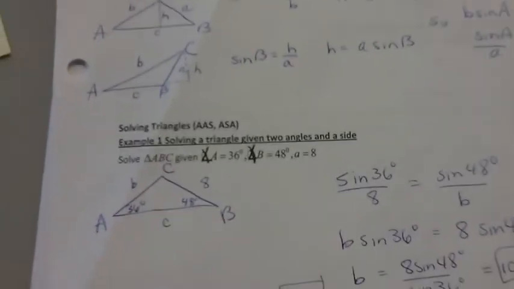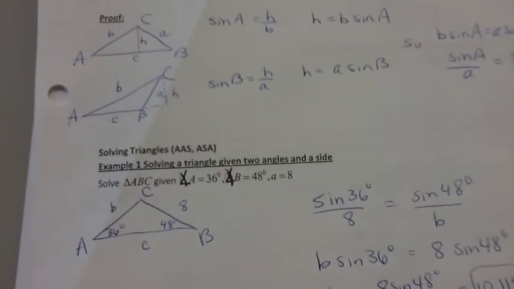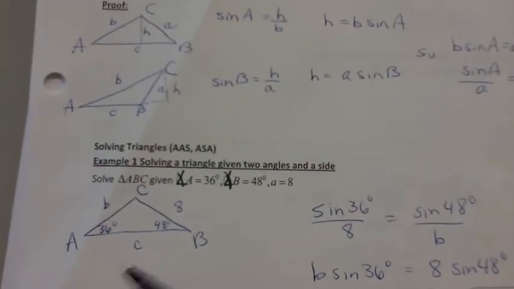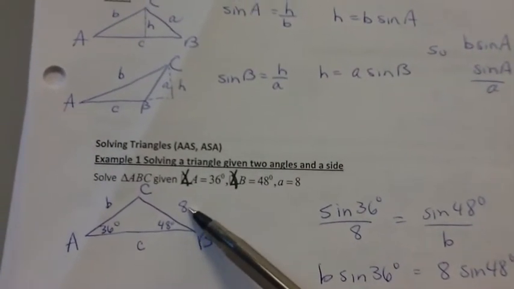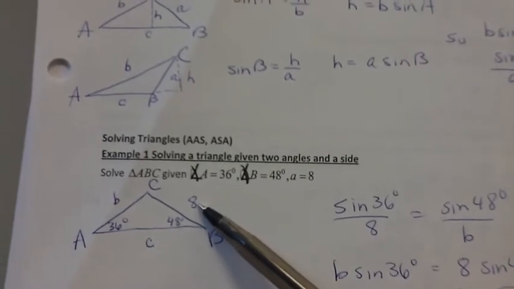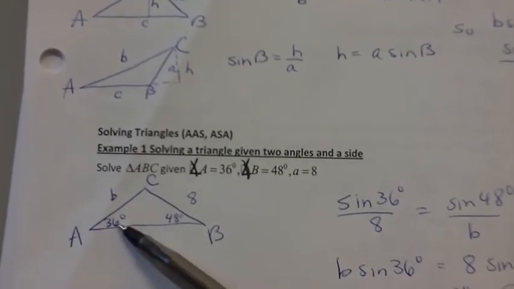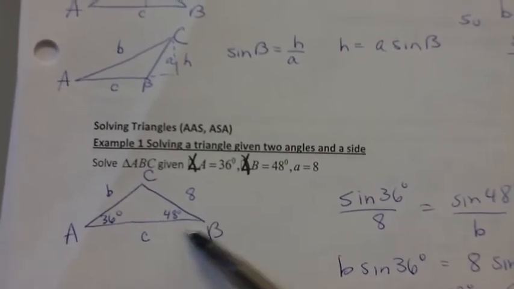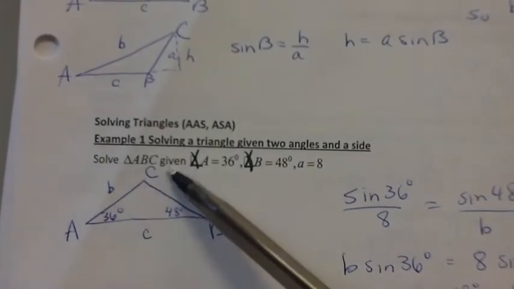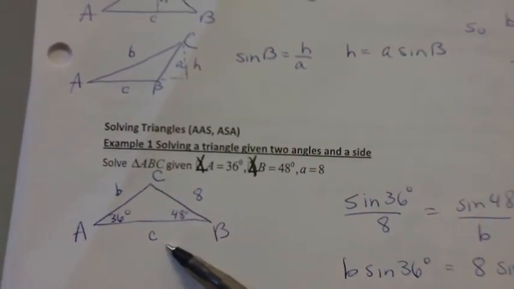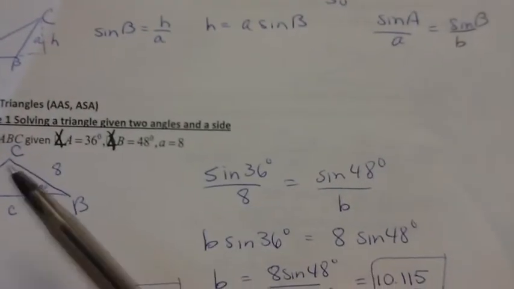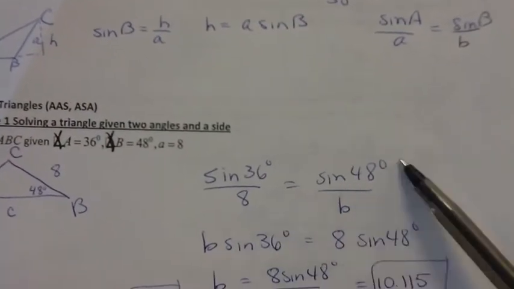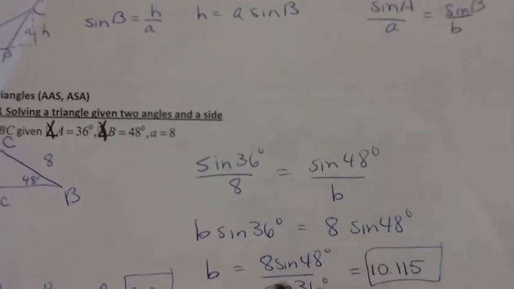So let's look at this one. We have example 1, solving a triangle given 2 angles and a side. You always have to ask yourself if you have an angle and a side opposite. If that's the case, then you can use the law of sines. So I've drawn my triangle. Angle A is 36, angle B is 48, the opposite of A is 8, and the opposite of B is little b, and the opposite of big C is little c. Based on this information, I can now use the law of sines. The sine of 36 over 8 equals the sine of 48 over b. Cross multiply and solve for b.